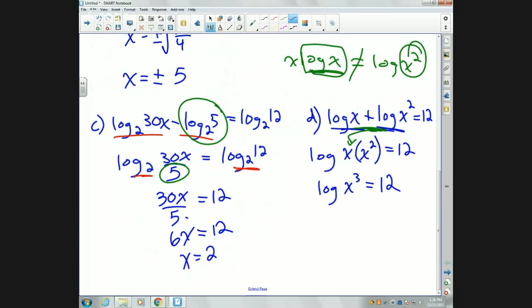Yeah, so if we get stuck and we're not sure where to go with these logarithmic equations, let's jump out of this log form and into exponential form. How do we write this in exponential form? So the base is 10, the exponent is 12, and the result is x cubed.